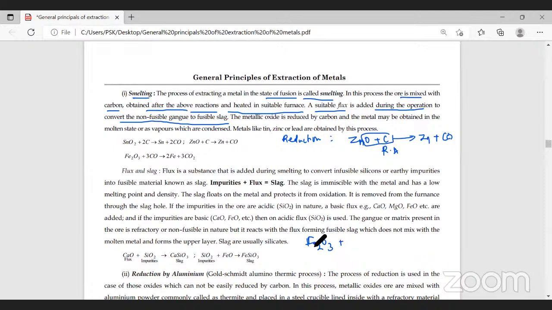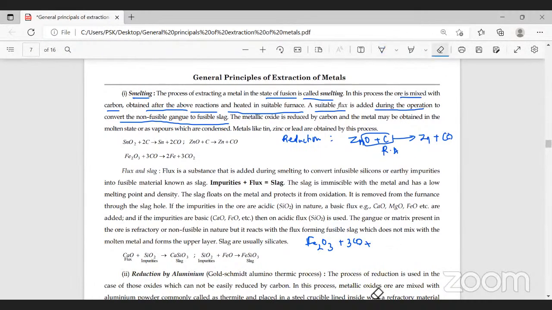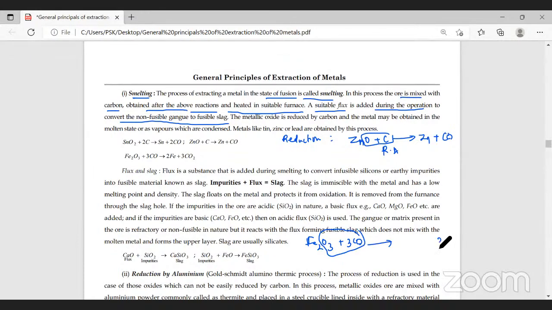Now, in order to reduce hematite, we require carbon monoxide. The reducing agent is carbon monoxide. We will learn about it in detail. Carbon monoxide reacts with oxygen and gets eliminated as carbon dioxide gas, and we get iron.